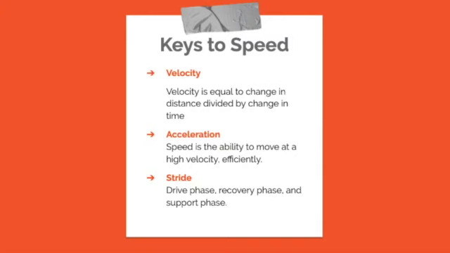To have a basic overview and breakdown of speed, we have developed the 3 keys to speed. These 3 keys are velocity, acceleration, and stride. Velocity is equal to the change in distance divided by change in time when running. Acceleration is the ability to move at a high velocity efficiently with correct mechanics. Stride is made up of 3 phases: the drive phase, recovery phase, and support phase. These 3 keys will be discussed in our next slide in more depth.